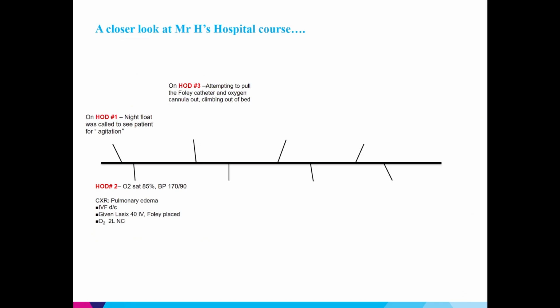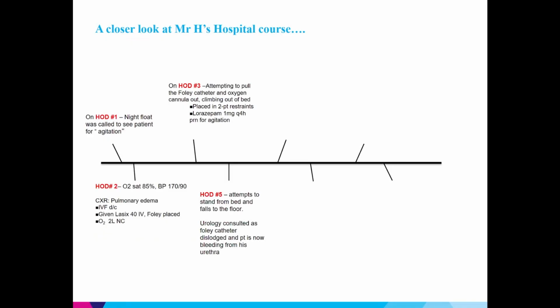By day 3, because the patient still has a Foley catheter and the oxygen, he's often trying to pull it out and sometimes getting confused trying to come out of bed. Unfortunately, he's placed on restraints, 2-point restraints, and an order for lorazepam is placed as needed for worsening agitation.